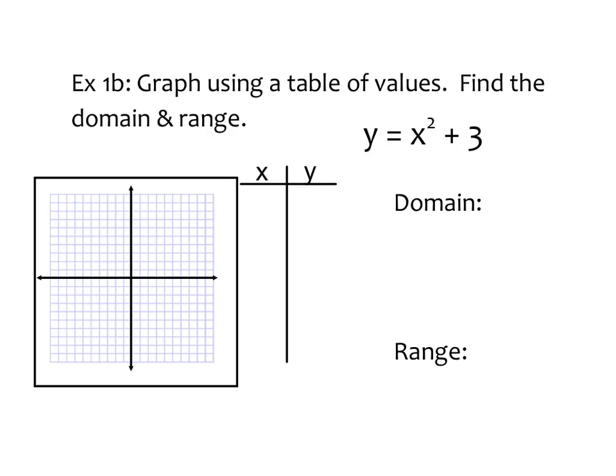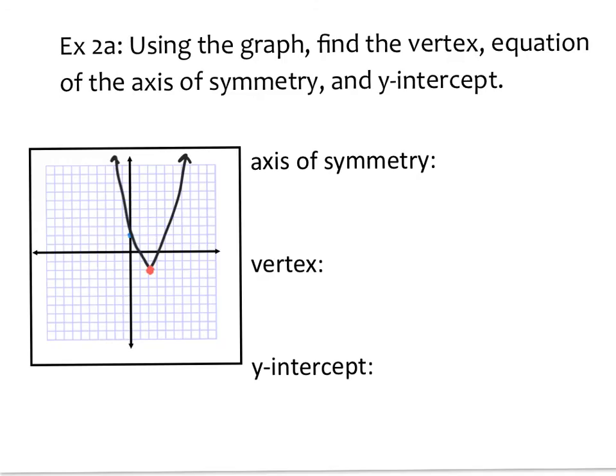We are going to skip example 1b for now and go on to the next example, example 2a. Example 2a says, using the graph, find the vertex, equation of the axis of symmetry, and the y-intercept. So given the graph here on the left, let's find those missing pieces of information.